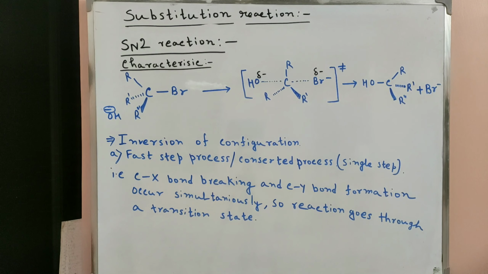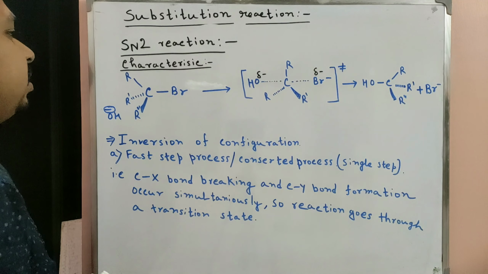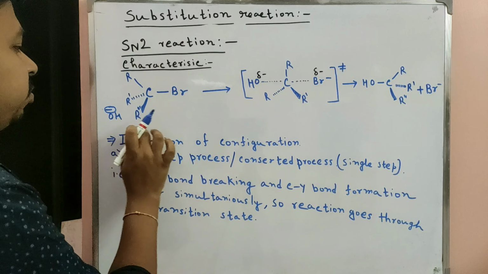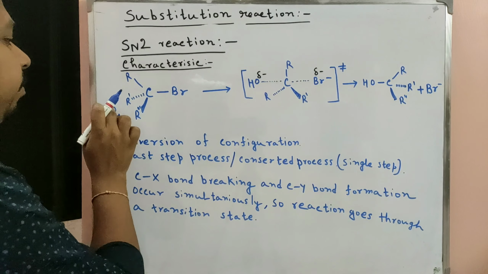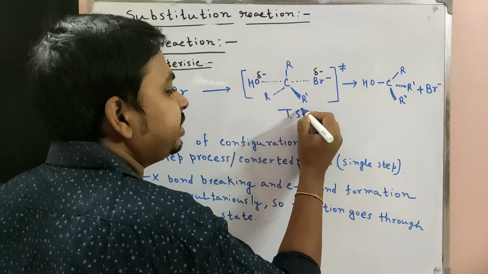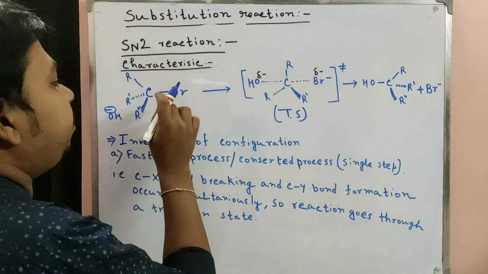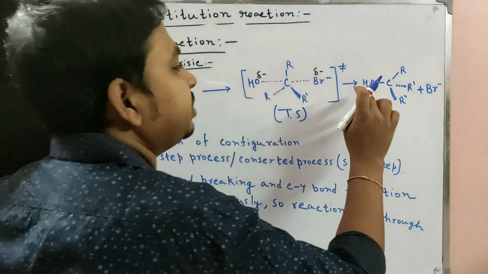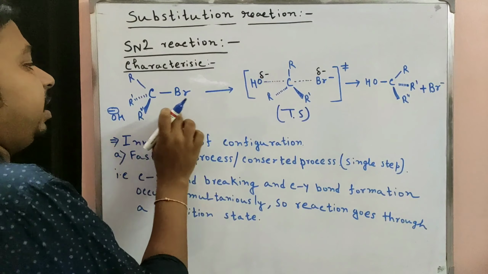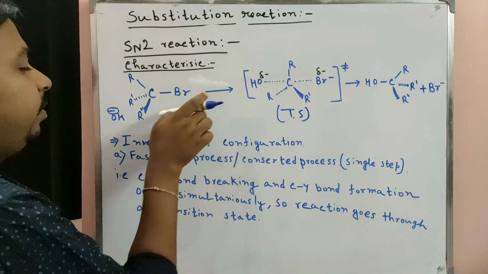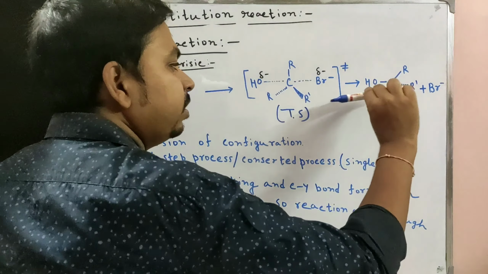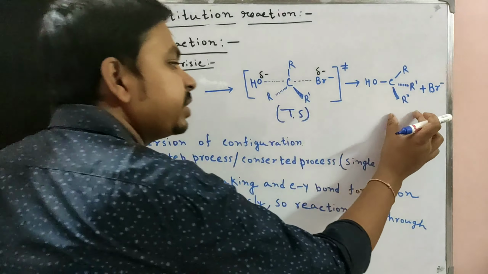Now, in the case of the SN2 reaction, we choose this substrate, and OH minus attacks from the back side, and the reaction goes through this transition state. In this transition state Br minus is removed and OH minus is added. Here the configuration is inverted. Bromine, the leaving group, is on this side, and when the OH minus nucleophile attacks this carbon center from the other side, the configuration is inverted.